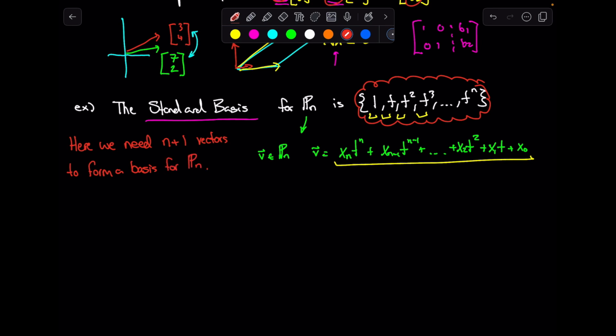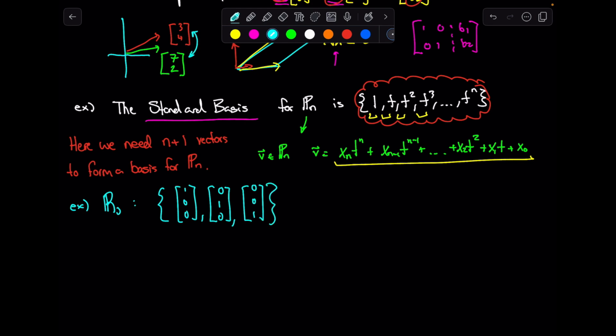Okay. How many do we need for R3? For example, what does the standard basis look like for R3? Well, the standard basis for R3 is the set of vectors 1, 0, 0; 0, 1, 0; and 0, 0, 1. So you'll notice that here we only need 3, it turns out.